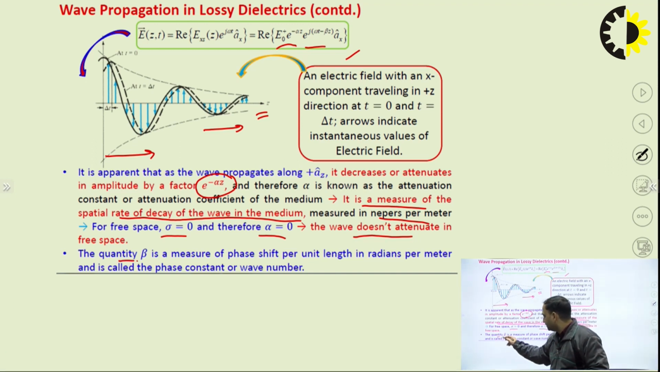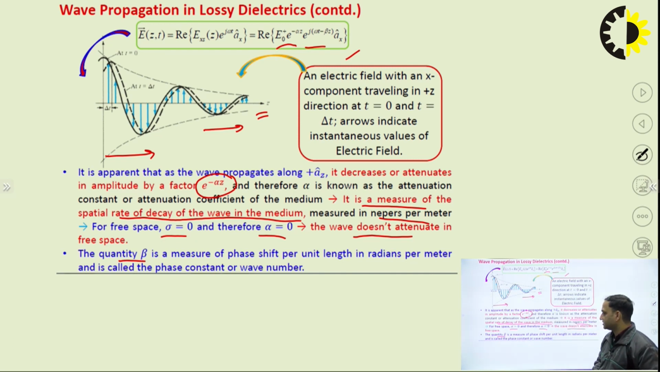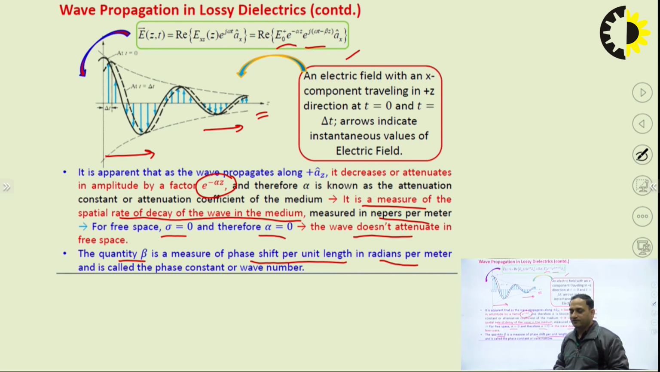Then the quantity beta is a measure of the phase shift of the wave, given as the phase shift per unit length. The unit for this is radian per meter, and it is also called the wave number.